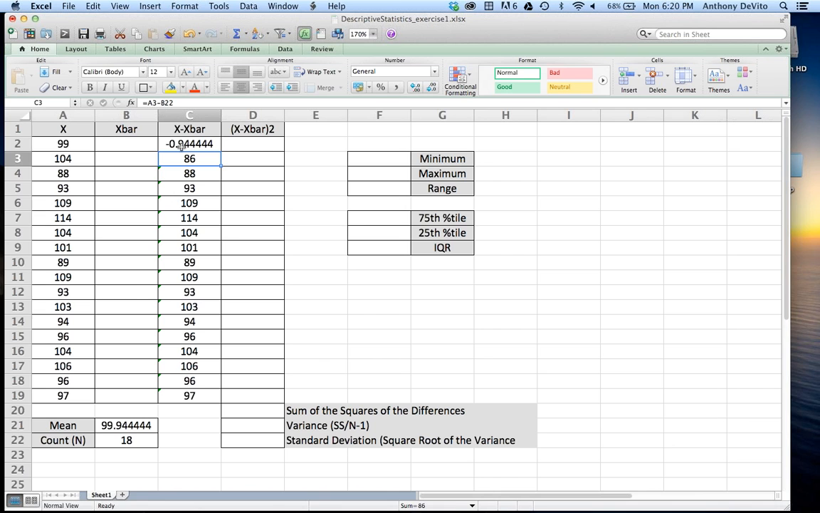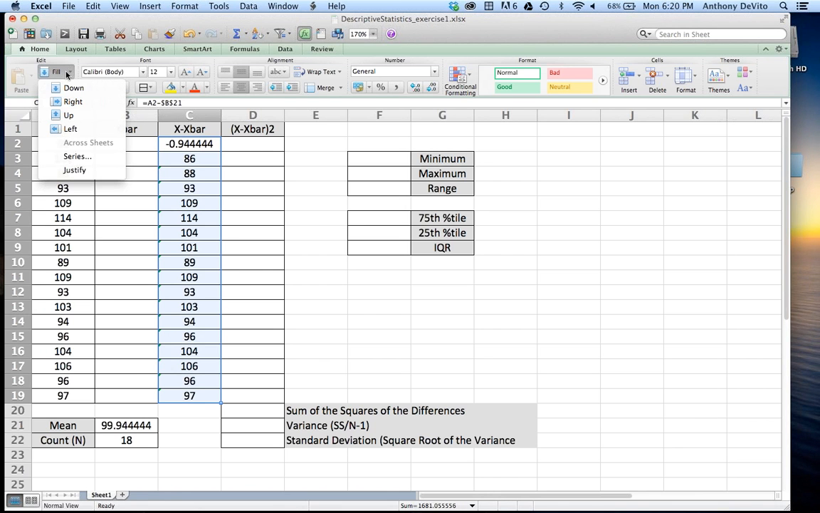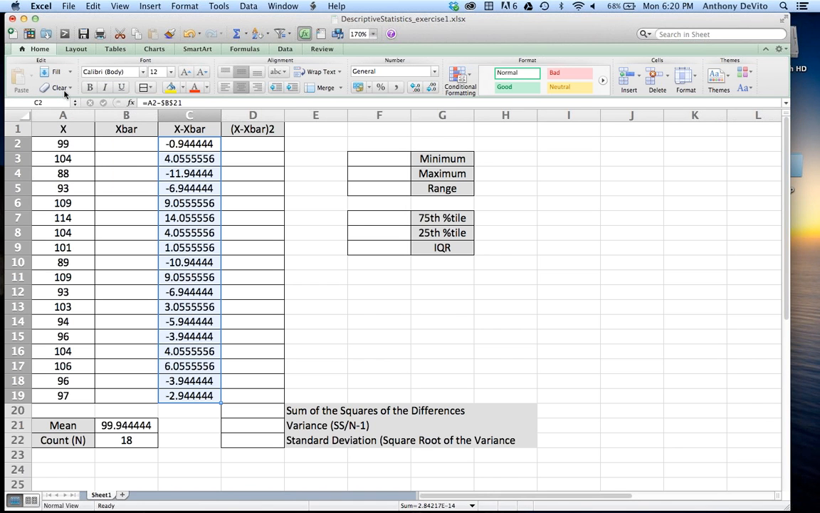So from now on, when I click in there and drag down and say fill down, it's going to advance the first cell, but it's going to keep the second cell the same. That is the difference between relative and absolute addressing. See, now it did it correctly this time.